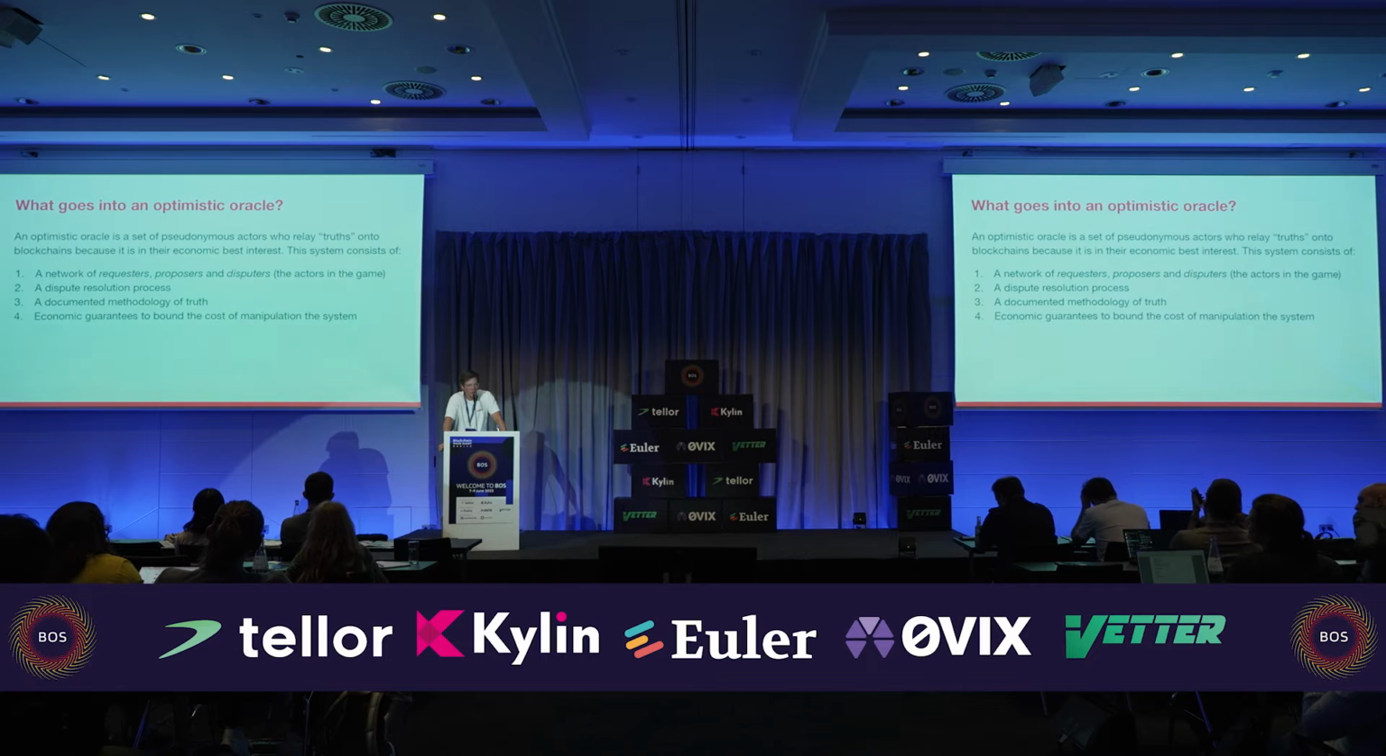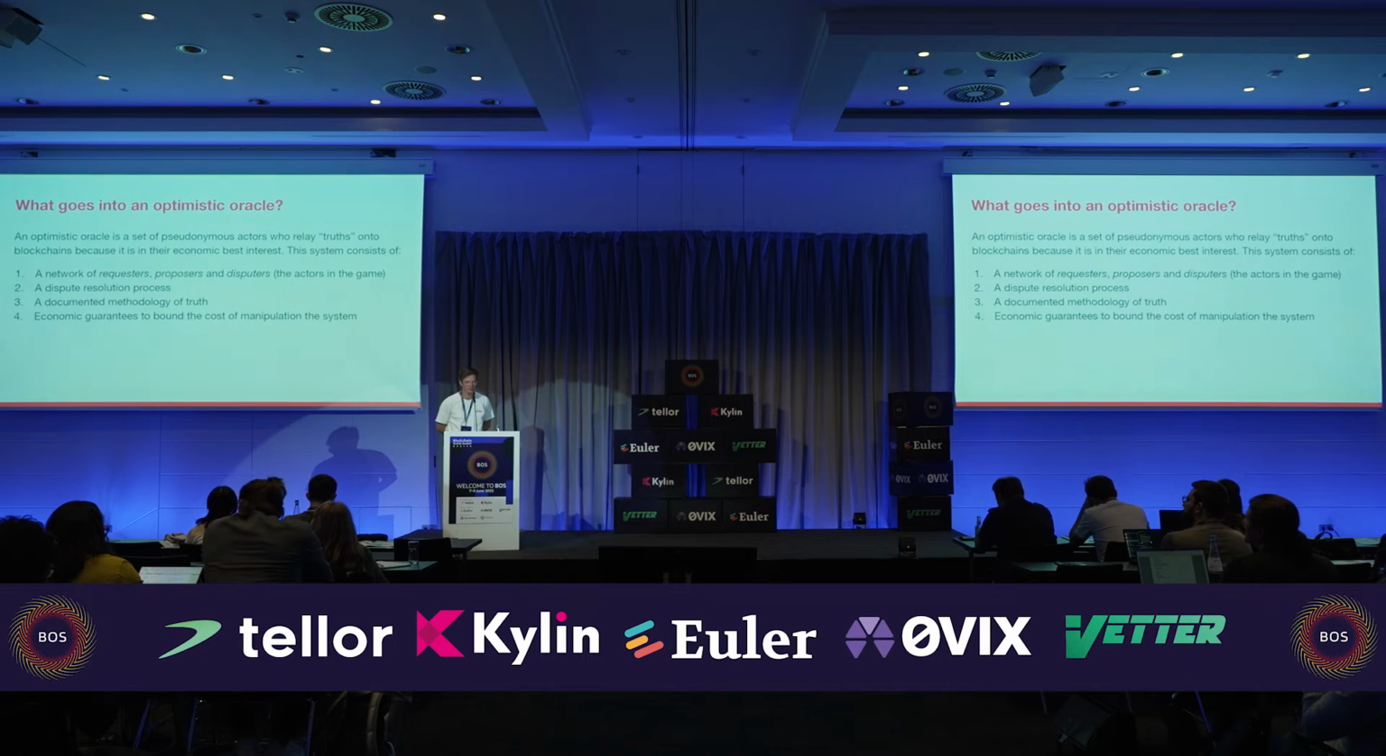We look at an optimistic oracle as primarily made of a set of pseudo-anonymous actors who are responsible for relaying these truths onto a blockchain because it is in their economic best interest. And so the system consists of three different types of actor. Requesters, these are the contracts that are asking for a bit of data. Proposers, people that are going to say, hey, here's what actually happened. And oftentimes those two entities are the same person. And then disputers, who have an economic incentive to say, wait, that's not right, if in fact a bad answer was proposed. And these are the actors in the game.